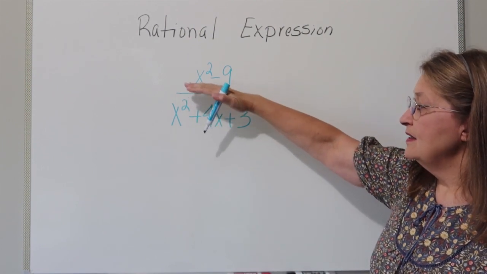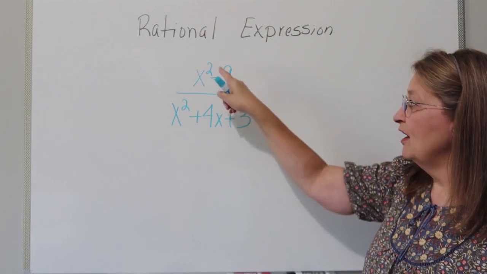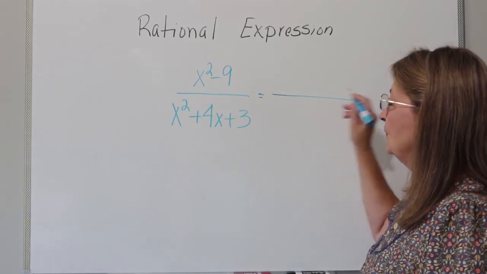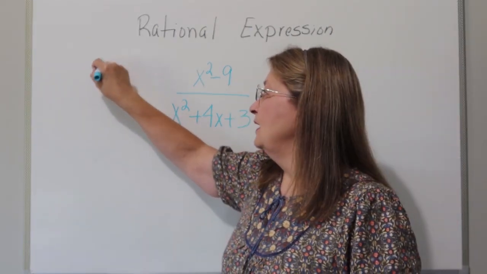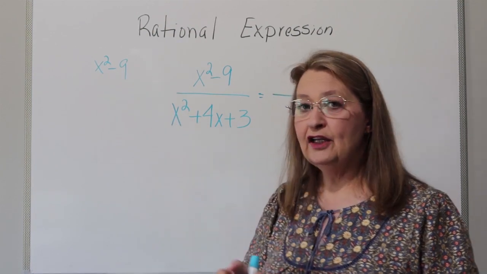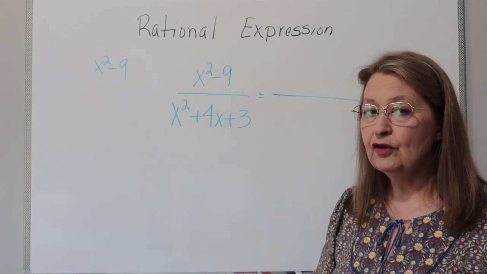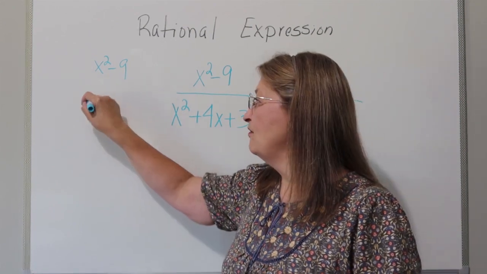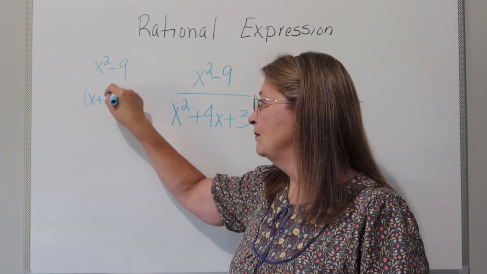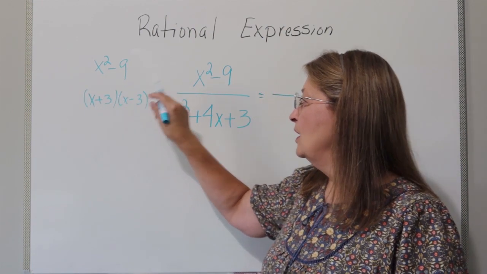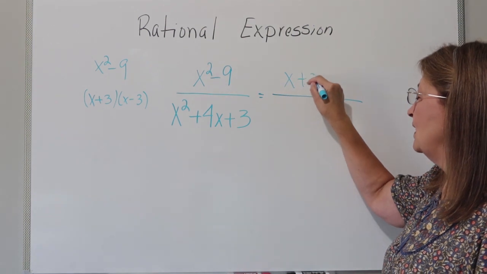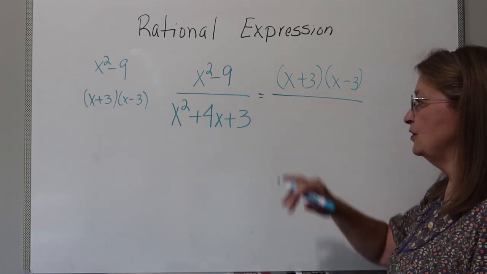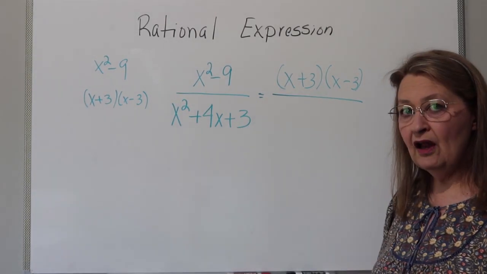x squared minus 9. See, now I have two mini problems. I've got to factor the numerator and the denominator first. So, let me take x squared minus 9. It is a binomial. How do you factor two terms? You look for a greatest common factor. There's not one. This is a difference of two squares. So it factors into x plus 3, x minus 3. So my new numerator is going to be x plus 3, x minus 3. Now I've got two factors. Alright, now let's look at the denominator.